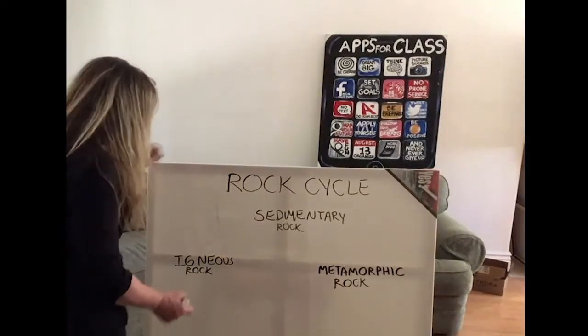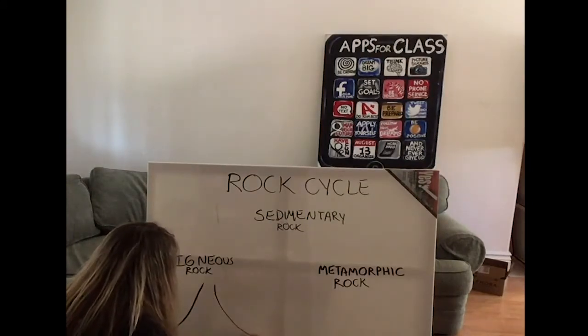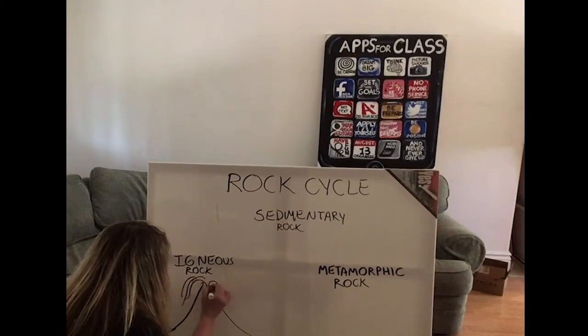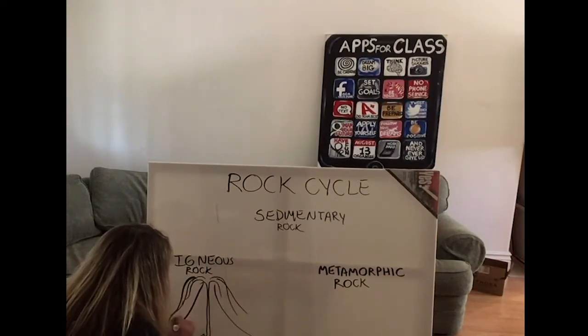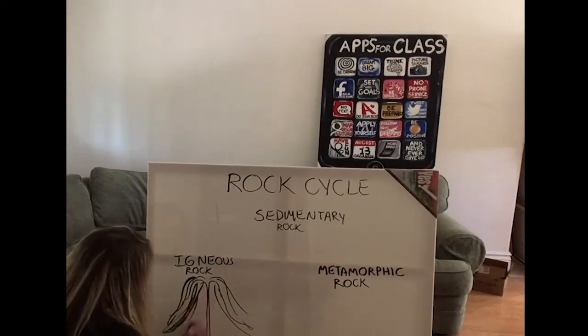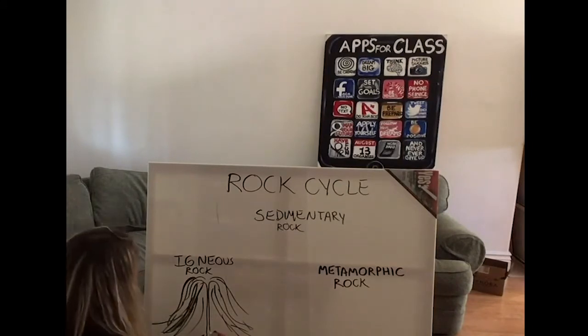For example, igneous rock, I'm going to have it's formed from volcanoes. Remember, there's a magma chamber down here. Volcano erupts. The eruption produces lava, and that lava solidifies and hardens very fast and forms extrusive igneous rock. That's an example. Basalt is an example.